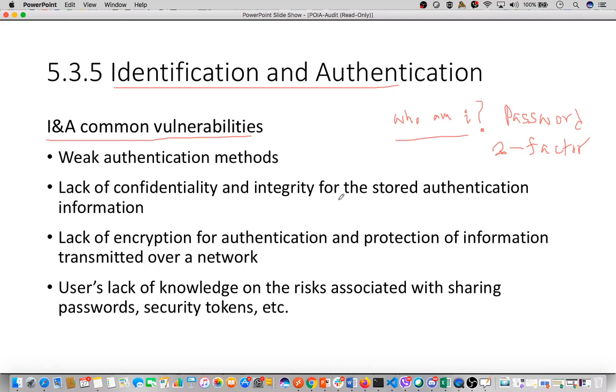Lack of confidentiality and integrity for the stored authentication information. One thing to remember: when you do authentication, these passwords can be stored in a database, like a shadow file. If you are not safeguarding these things, somebody can access this. This means they can get your data and enumerate you. And lack of encryption for authentication protection. Again, no encryption provided. So you have to use all these proper techniques to get security.